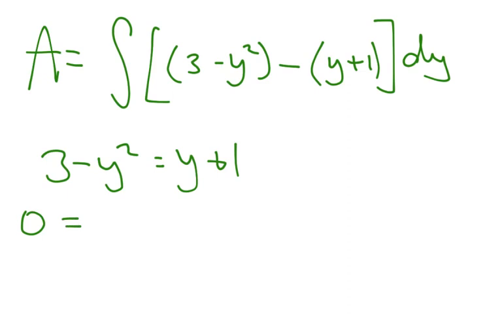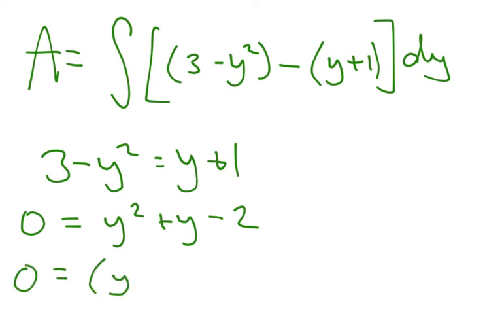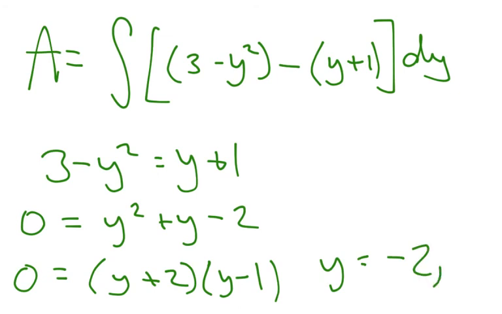So 0 is equal to y squared plus y minus 2, just bringing everything over to the right. Factoring, we get y plus 2 times y minus 1. And so we know that we're going to get a negative 2 and a positive 1, and so we'll integrate from negative 2 to positive 1. And there's how we're going to calculate the area.